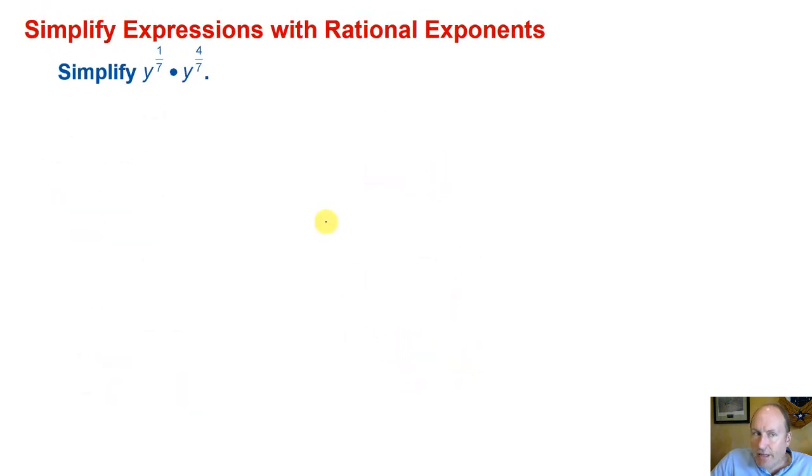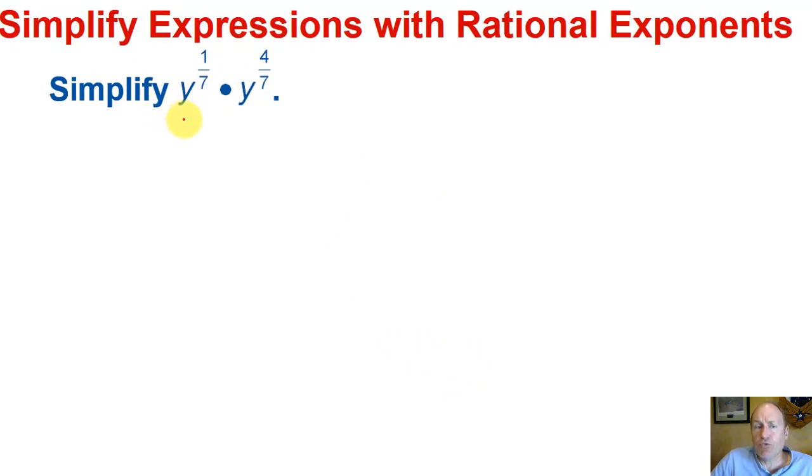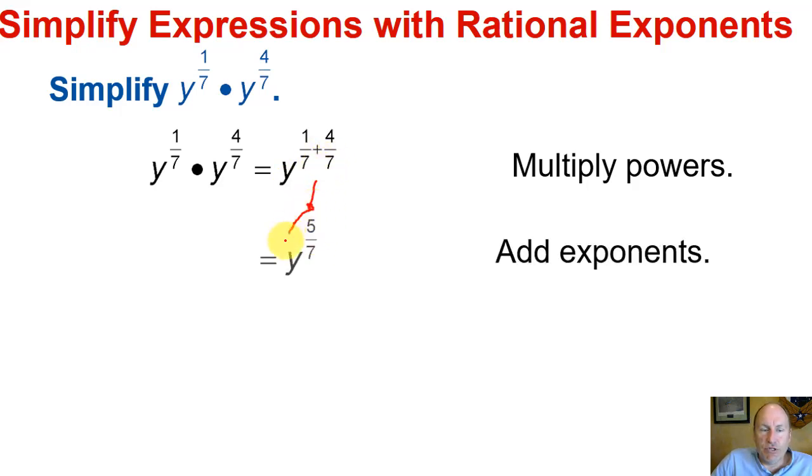Let's work on simplifying expressions that involve rational exponents. Suppose we have an expression y to the 1/7 times y to the 4/7. We can actually directly multiply these powers, and when we're multiplying two terms with the same base, we can add those powers. So y to the 1/7 times y to the 4/7 equals y to the 1/7 plus 4/7, and that equals y to the 5/7. We just add those exponents.